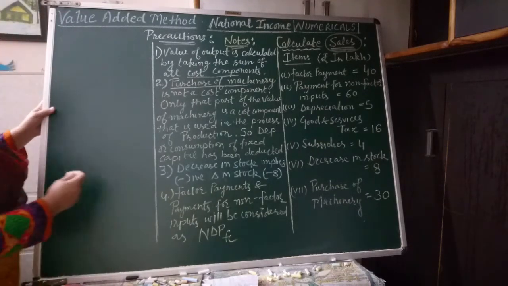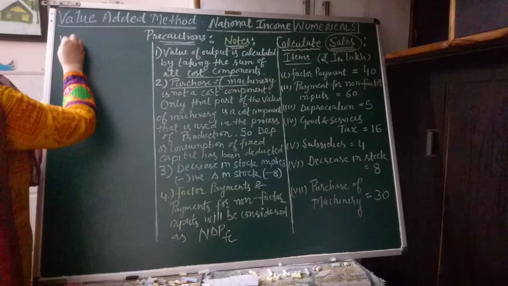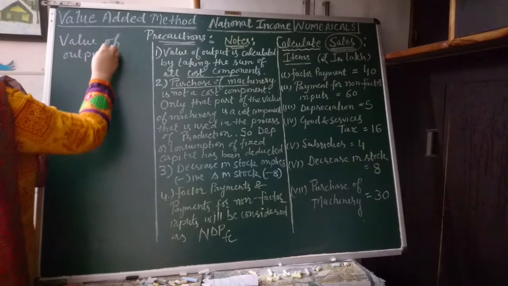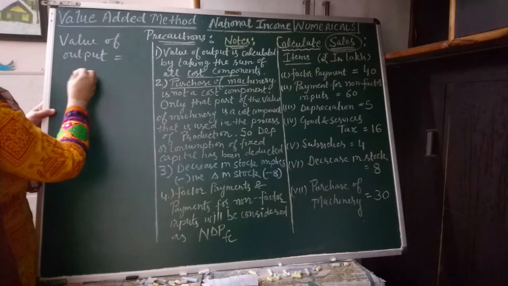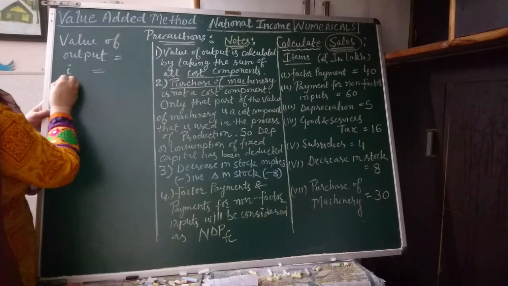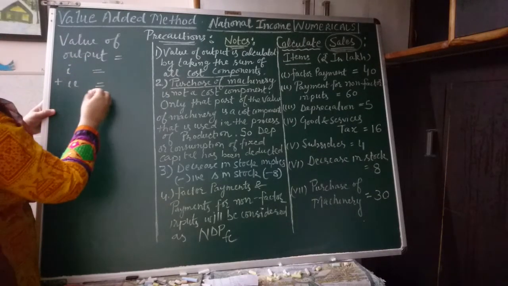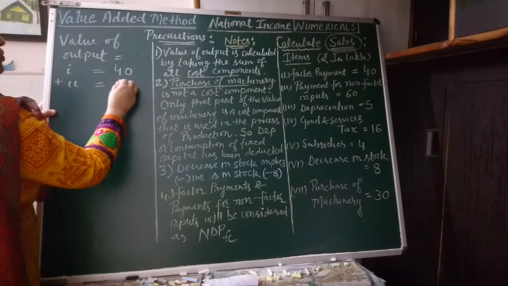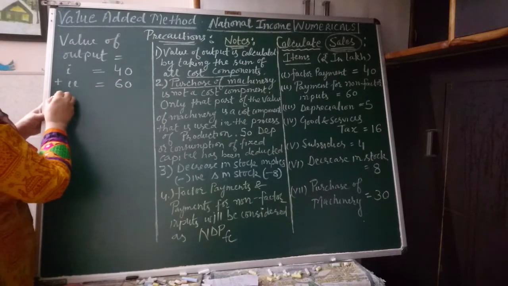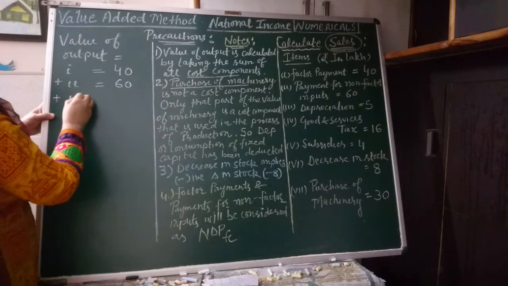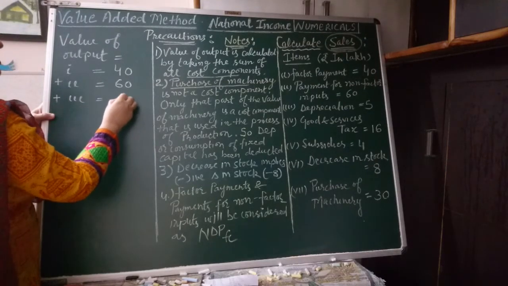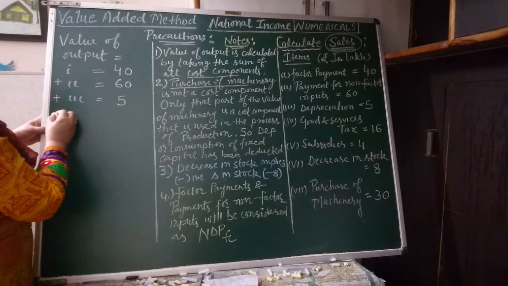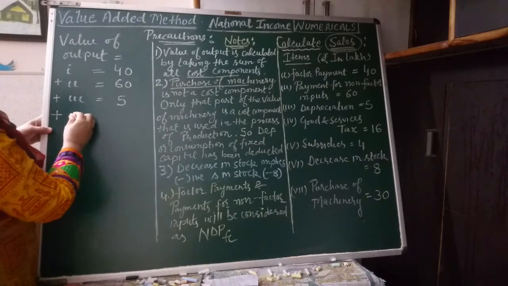So let us start the numerical. We have to calculate, first of all, the value of output. Value of output is equal to item number 1 plus item number 2, because these two items are at factor cost. So we have to put depreciation in it. We will add depreciation, item number 3, which is 5, and we will also include net indirect taxes.